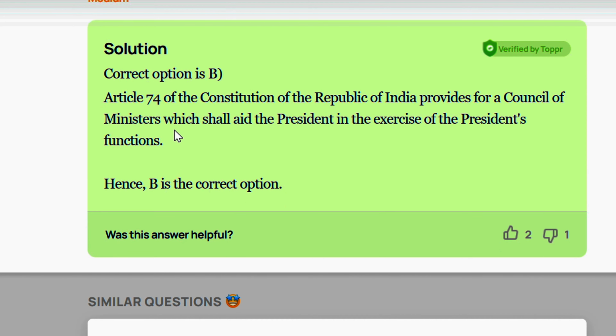Solution. Article 74 of the Constitution of the Republic of India provides for a Council of Ministers which shall aid the President in the exercise of the President's functions.